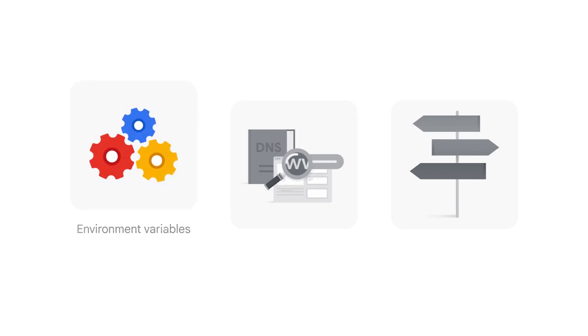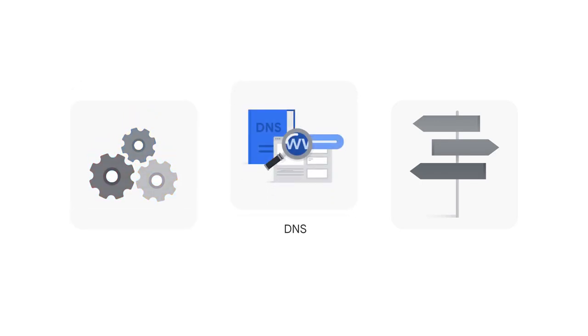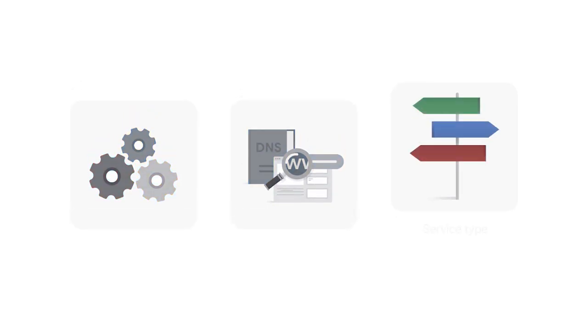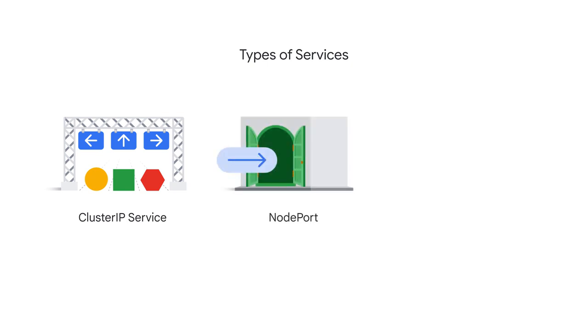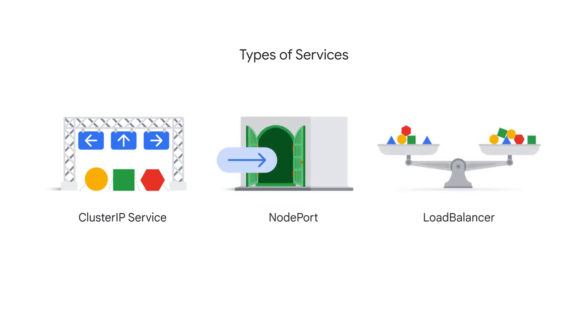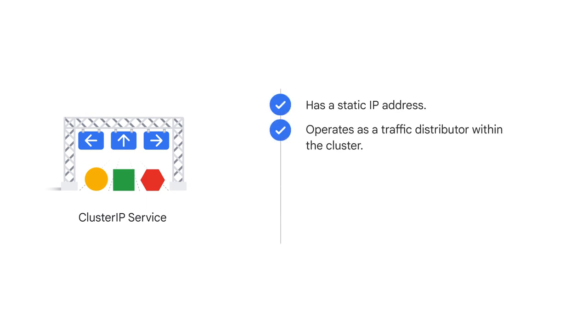In addition to using environmental variables and DNS to find a service in GKE, you can also find a service by changing the service type. There are 3 principal types of services: cluster IP, node port, and load balancer. A Kubernetes cluster IP service has a static IP address and operates as a traffic distributor within the cluster. Cluster IP services aren't accessible by resources outside the cluster.